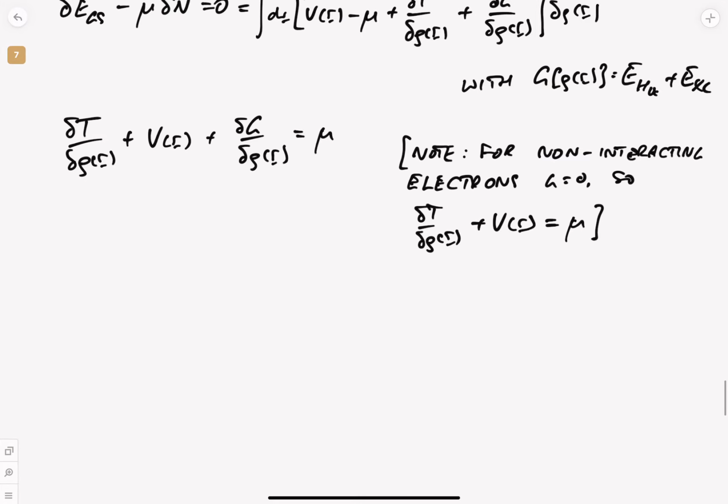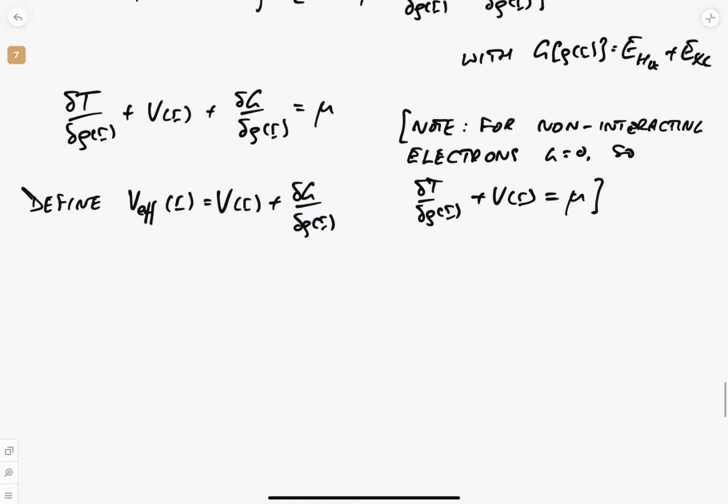So let's come back to our interacting picture and let's define an effective potential. So we're going to define V effective of r is equal to capital V of r plus delta G by delta rho of r. And in this case, if we then put that in, we find that our equation from above becomes delta T by delta rho of r plus V effective of r is equal to mu.